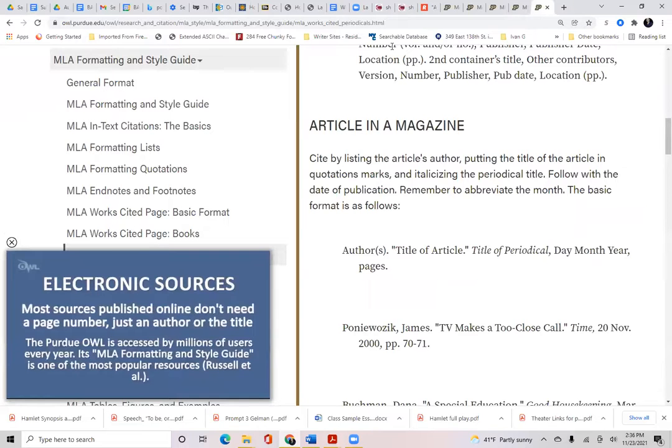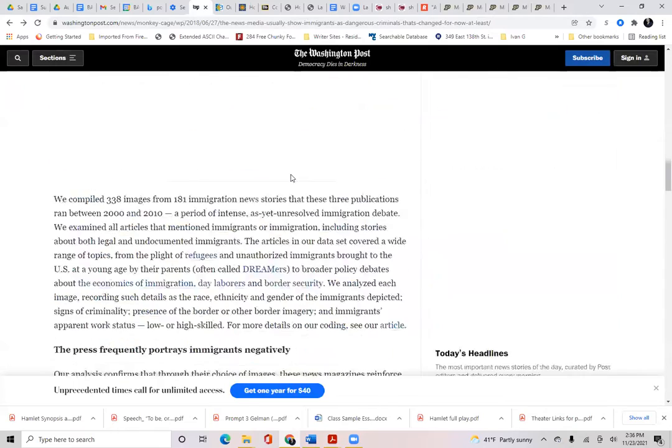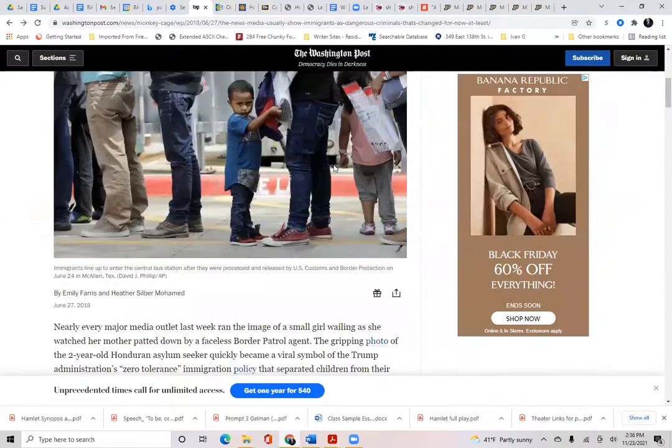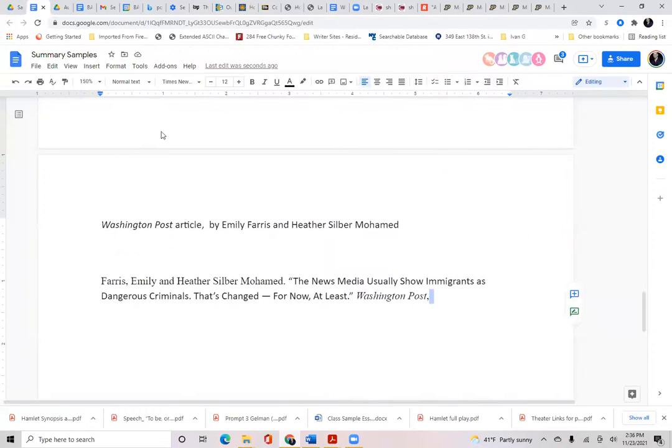Okay, so let me see. Here it is. I have the article open. So this is the actual article. So let me look. The day, the month, and the year. Here it is. 27 June 2018. So let me go back to my annotation. And it's like 27 June 2018.